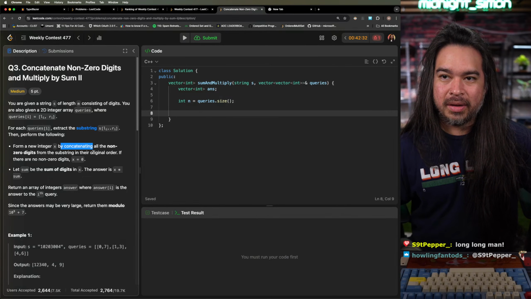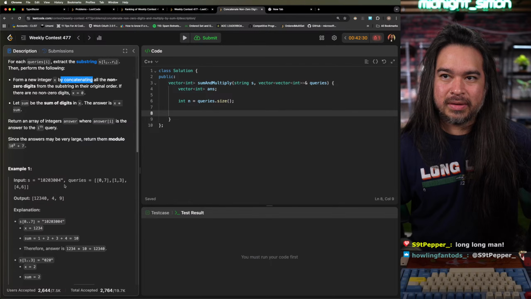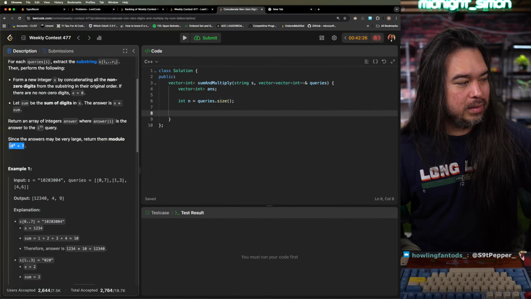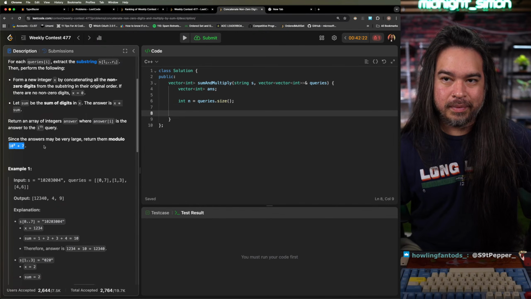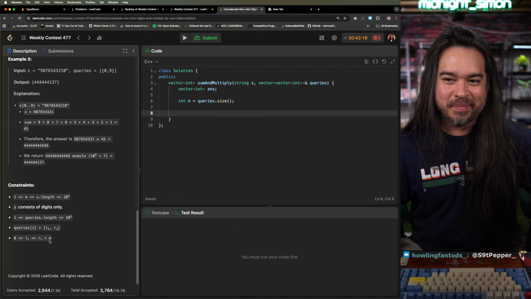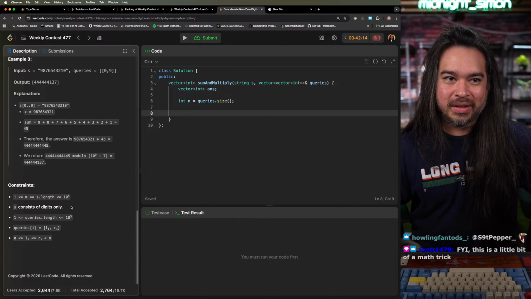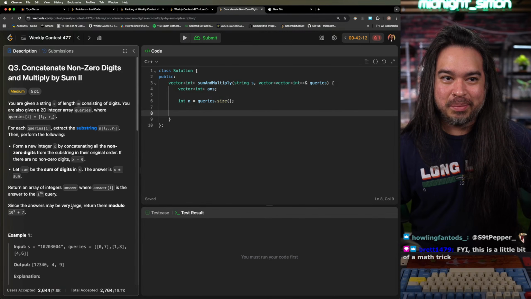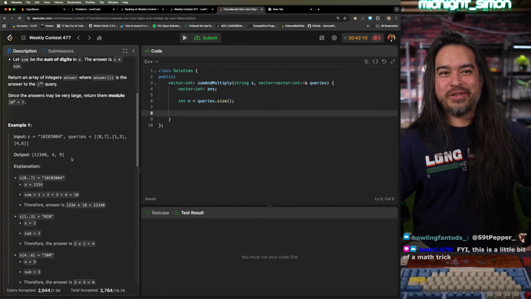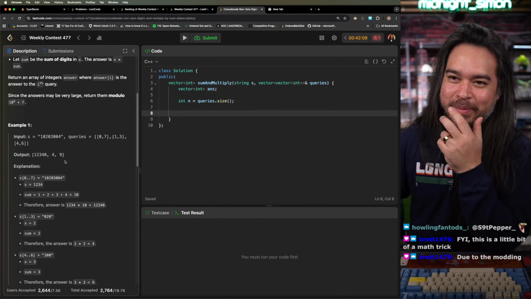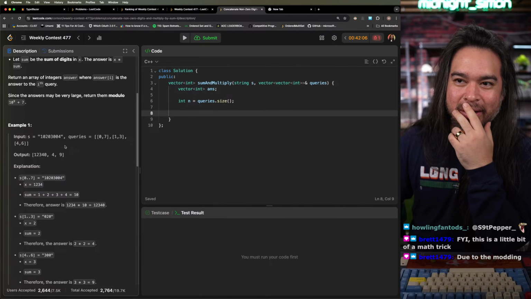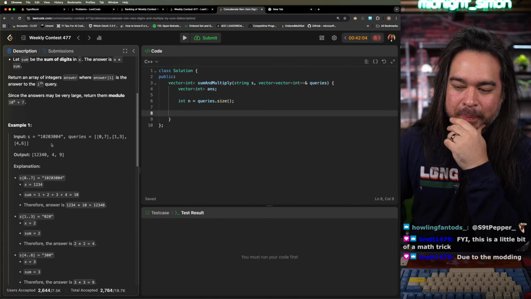Concatenating all the non-zero digits. I wonder, since it's... I might have to give up, man, because this is a little bit of a math trick. Oh, maybe that's why I'm stuck, because my math is so weak due to the modding.